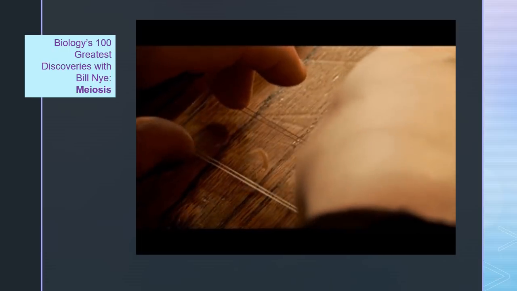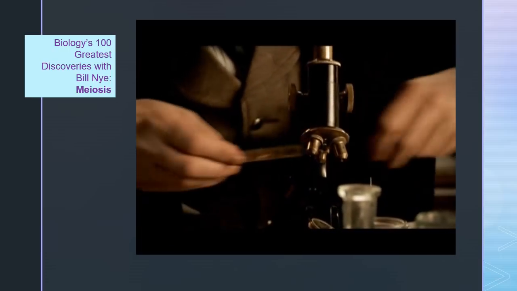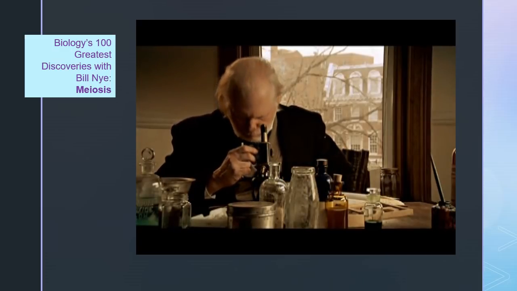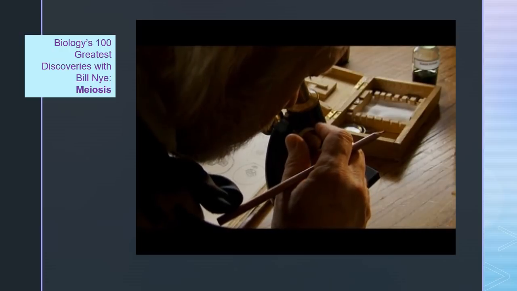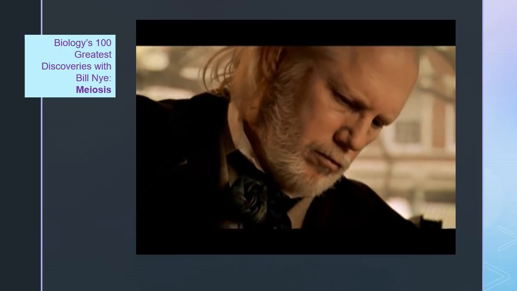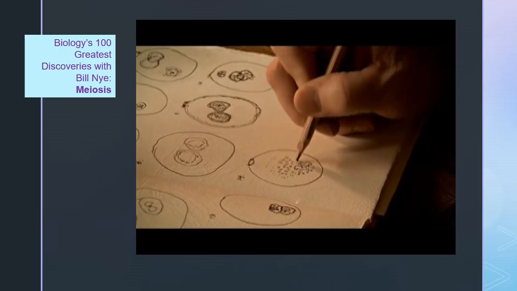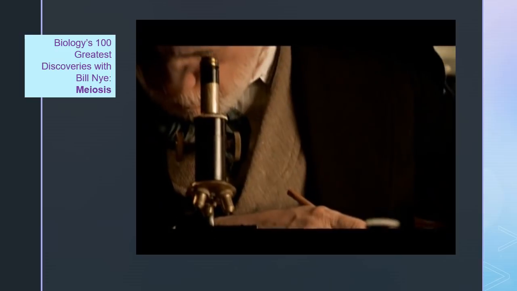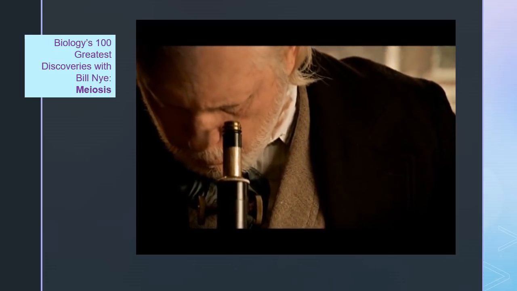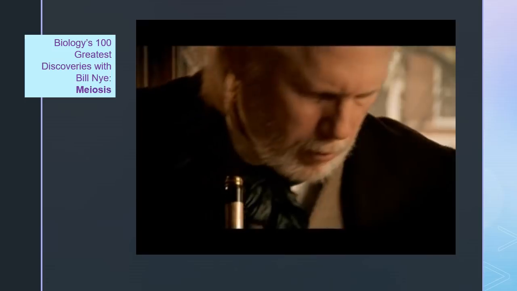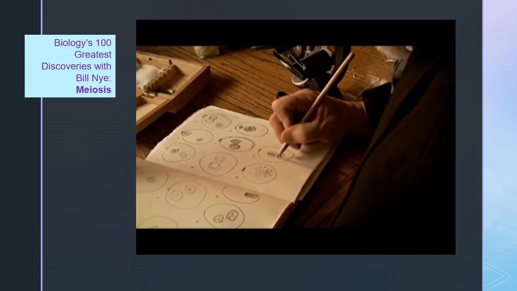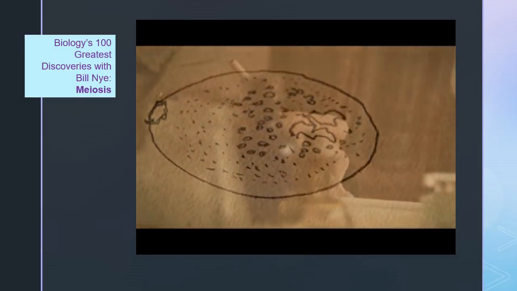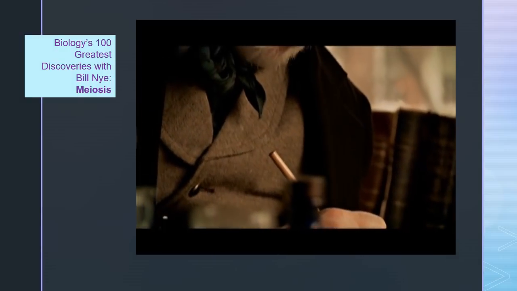Van Beneden was studying a species of roundworm when he discovered that nearly all of its cells contained 4 chromosomes. The only exceptions were the roundworm's sex cells, the male sperm and the female egg. These cells had only 2 chromosomes. Van Beneden observed that once 2 of the sex cells came together, a full set of 4 chromosomes appeared in the fertilized egg. But just why the sex cells had only half the number of chromosomes compared to all the other cells was still a mystery.